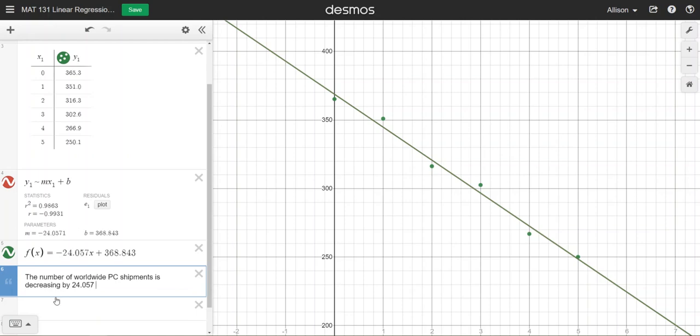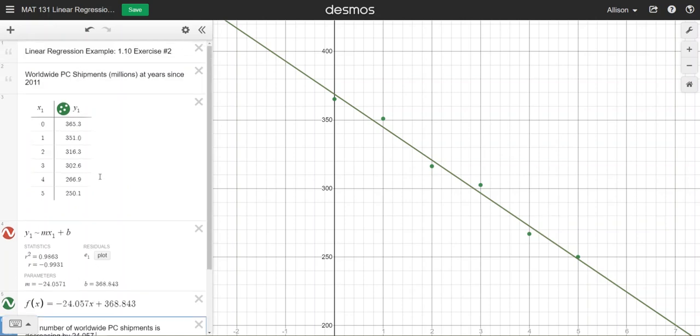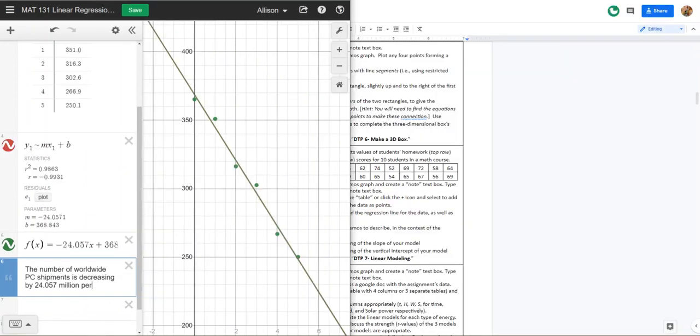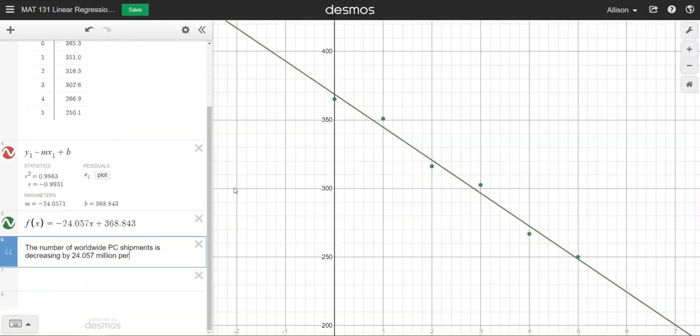I need my units here as well, 20.057. Remember, this is in millions. Million, and then per, I could say million units, if I wanted to, because the book does specify that the units here are millions of units, so million units, just to add in an extra word there, per, and then the units on my x variable, so per, that's in years, so per year. Okay. That's exactly what I would like my sentence to contain anytime I describe slope.